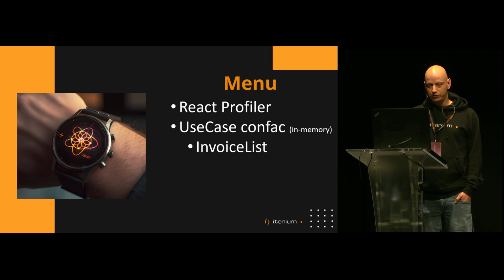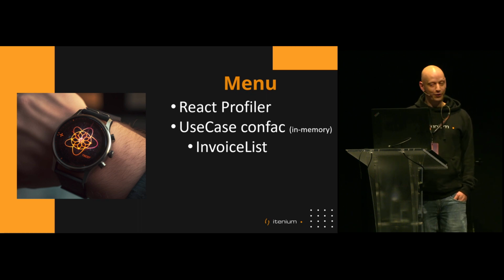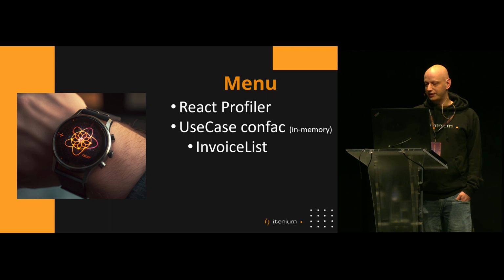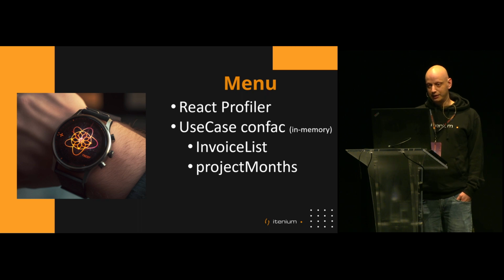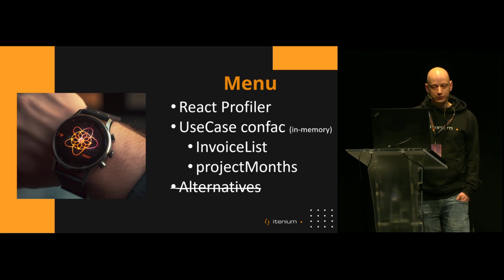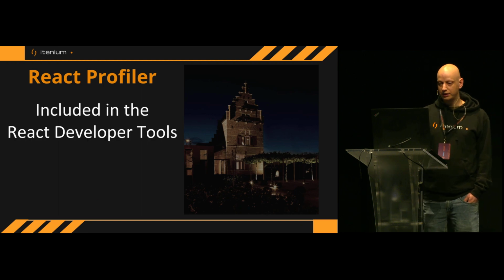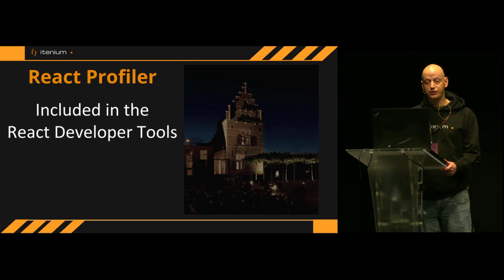And we're going to have a look at two different pages. The invoice list, well, it's quite horrible. Before we start, it was 6 seconds for rendering 100 invoices or rows, so that's quite bad. And that was actually the easy pickings. And then we're going to continue with the project months. Performance was even worse, with a worst case scenario of 10 seconds before the page became responsive again. And then if there's time left, we'll look at some alternatives to the React profiler, but probably that won't be the case.